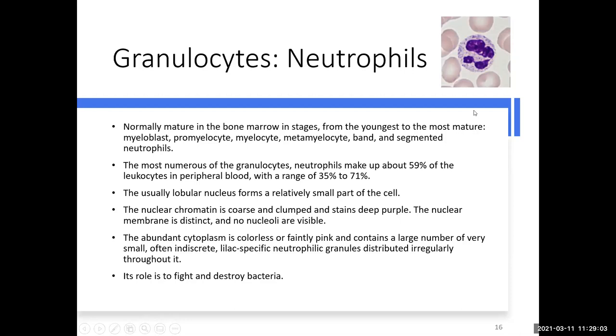Normally, these cells for your neutrophils mature in the bone marrow, and they go through the stages of myeloblast, promyelocyte, myelocyte, metamyelocyte, band, segmented neutrophil. I'm not expecting you to know all of these and the difference in them. You'll get more detail in that when you get to hematology. These are the most numerous of the granulocytes. They make up about 59% of the leukocytes within the peripheral blood. Your range can go from 35 to 71, somewhere in there is normal.